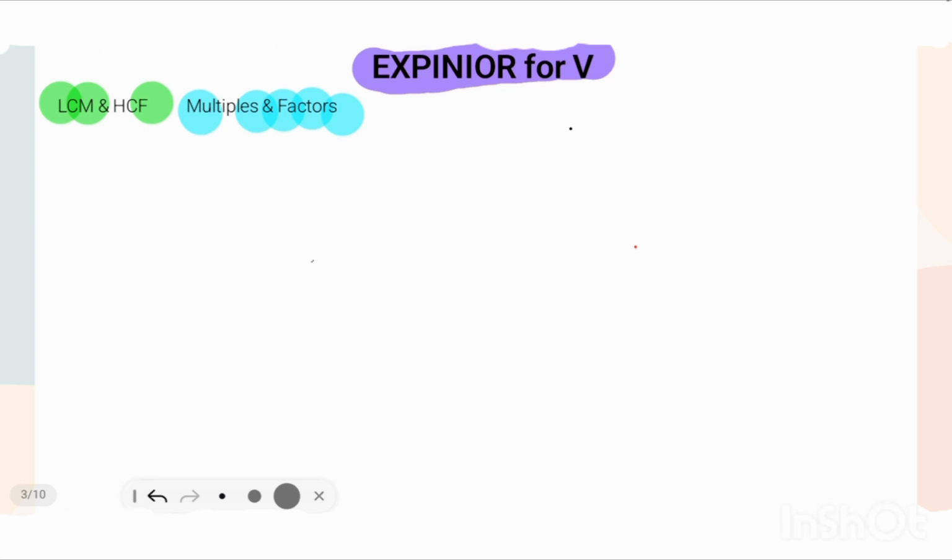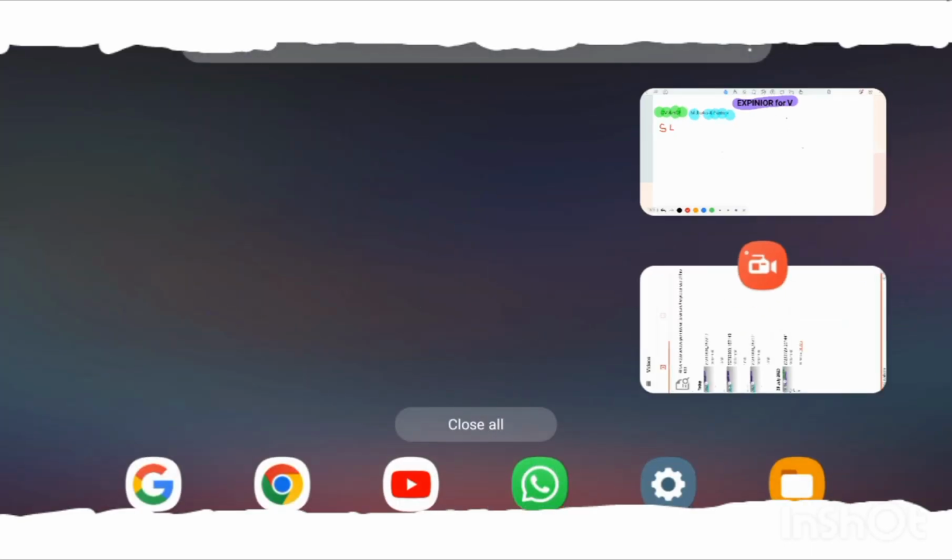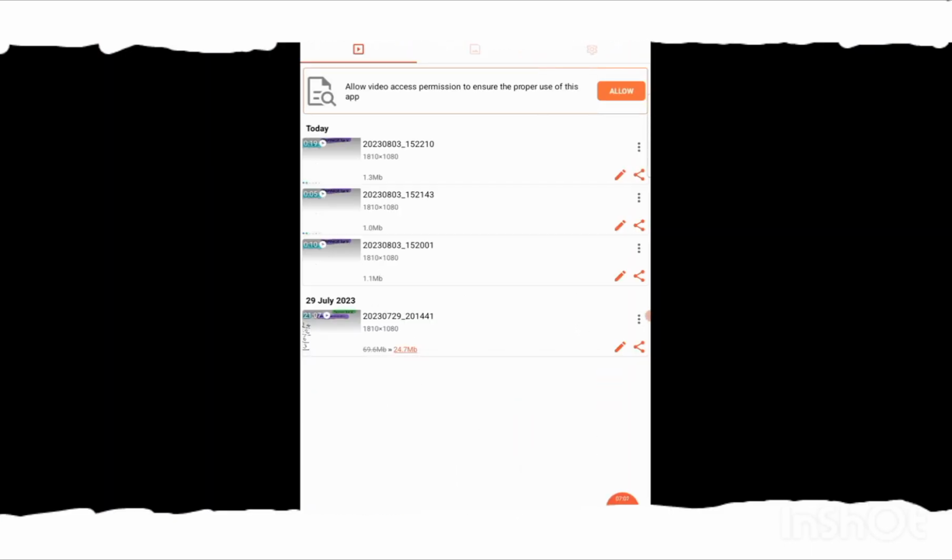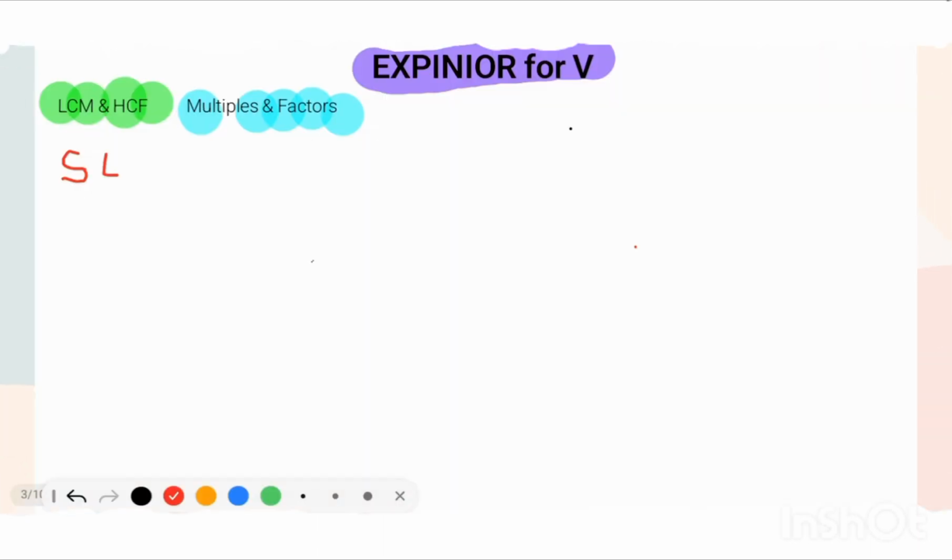So as I said, LCM means least common multiple. So here, what we do is, first the question will be, there are only 3 steps. So there are 3 steps. Step 1.